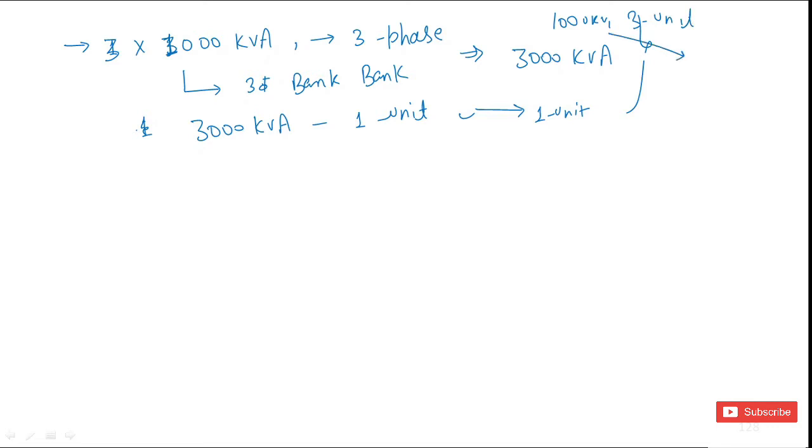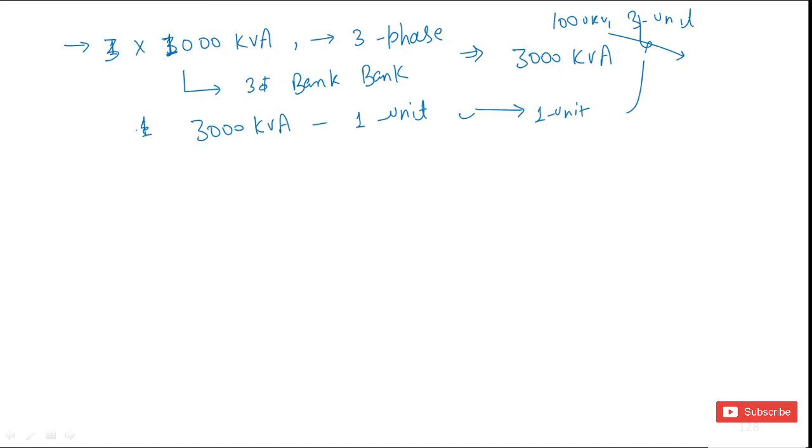This matters in transportation. If you are not able to transport a single large unit, you can easily transport 3 units of 1000 kVA transformers. So this is the advantage of a three-phase bank transformer.